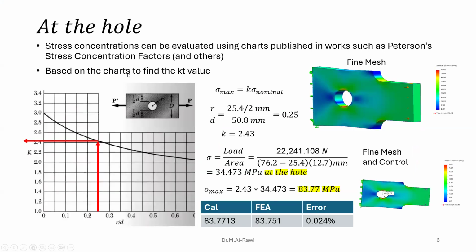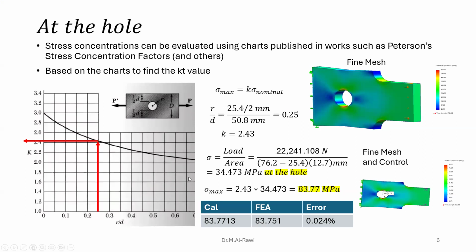So we came to the hole. We found these ratios when we put in the values: 25.4 divided by 2 millimeters, divided by 50.8, will give you R over D of around 0.25. You intersect the 0.25 with that line, and you will read the value 2.43. That's my guess from the chart. Maybe yours is less or more. It's okay. We always accept errors from charts.